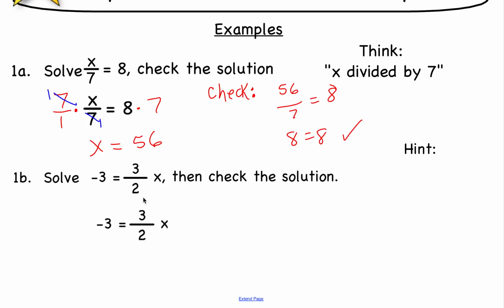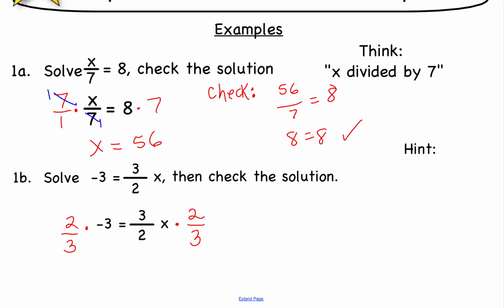The next one, we have a fraction. We have negative 3 is equal to 3 halves x. So 3 halves is being multiplied by x, so we can choose whether we divide by 3 halves or multiply by the reciprocal. Well, multiplying by the reciprocal is always going to be easier, so let's go ahead and multiply both sides by the reciprocal of 3 halves, which is 2/3.